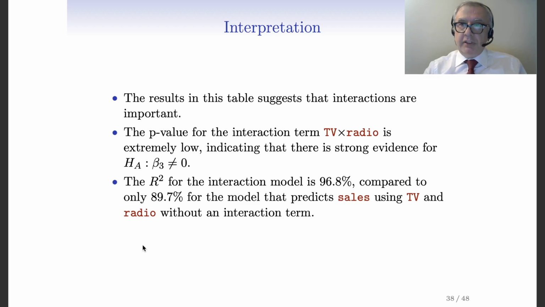What's the interpretation? As I said, interactions are important. The p-value for the interaction term is very low, so there is strong evidence that there is this interaction. So we can reject the null hypothesis that beta 3 is equal to 0. And if we look at the R-squared indicator, we see that for the interaction model it is very high. It is 96.8% compared to 89.7% for the model without the interaction term.